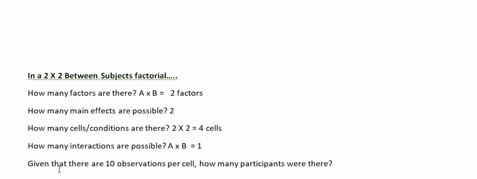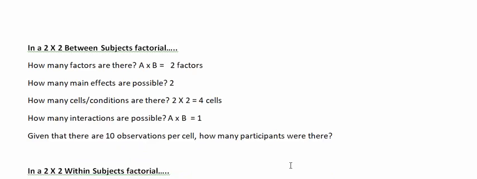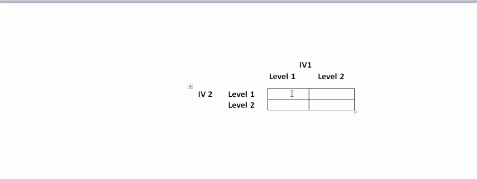So there we go. The last one, which is usually what people see as the trickiest one, is: given that there's 10 observations per cell, how many participants were there? To answer this question, you need to know the type of design it is, which we know is a between subjects factorial, and of course the number of observations. So if I go back up here, here's a 2 by 2, and if I have 10 observations in each one of these cells, there's 40 observations total.